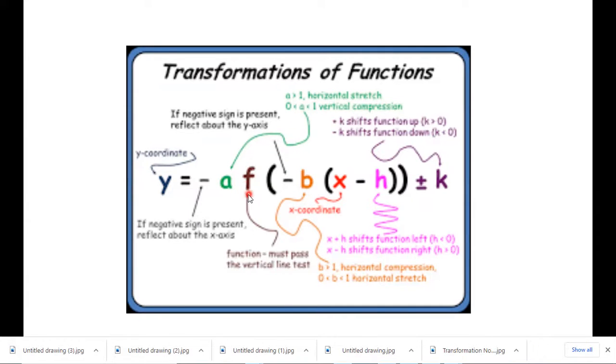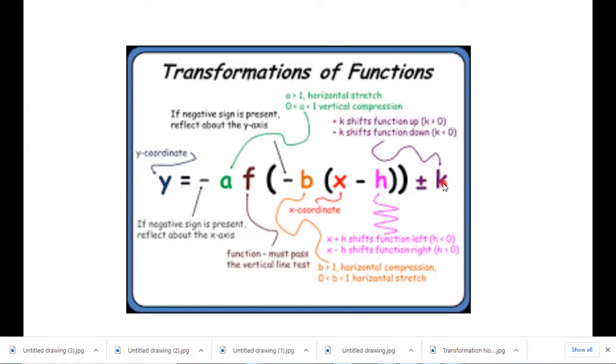F means it's a function and it must pass the vertical line test. And then you have the negative sign. If the negative sign is present here, it's reflecting across the y-axis. B, if it's greater than 1, it's a horizontal compression. If it's between 0 and 1, it's a horizontal stretch. X is the x-coordinate. And then x plus h shifts the function left, and x minus h shifts the function right, depending on whether h is less than or greater than 0.